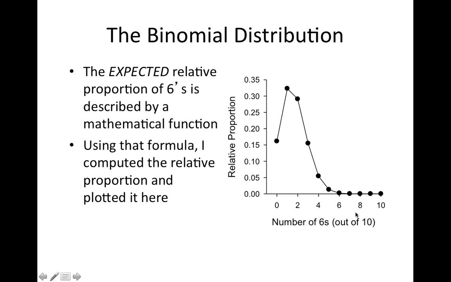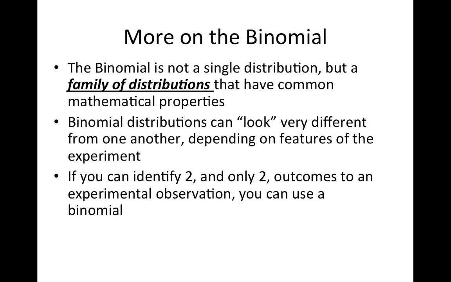Now, the binomial is not a single distribution, but a family of distributions that have common mathematical properties. Binomial distributions can look very different from one another depending on features of the experiment. And if you can identify two and only two outcomes of an experimental observation, you can use a binomial. This is really, really valuable. So, what situation might we have when we can identify two and only two outcomes?